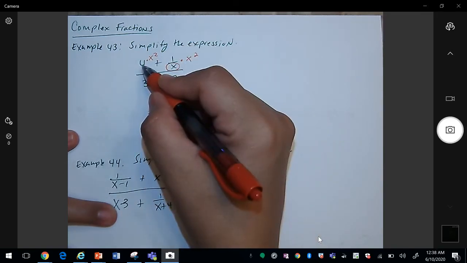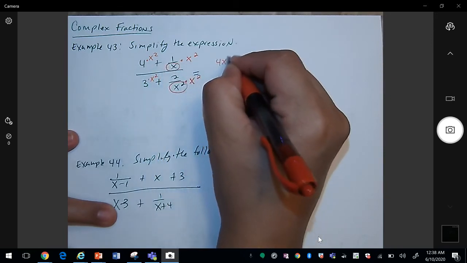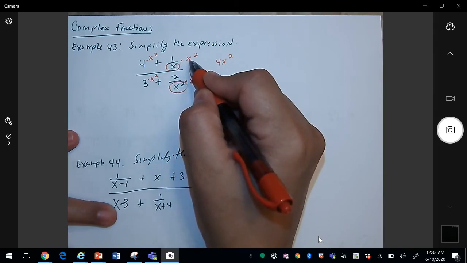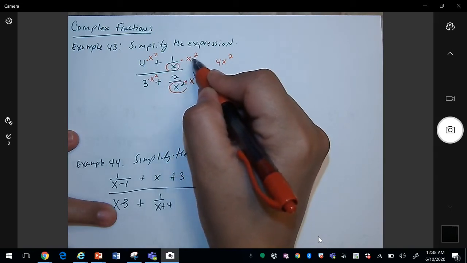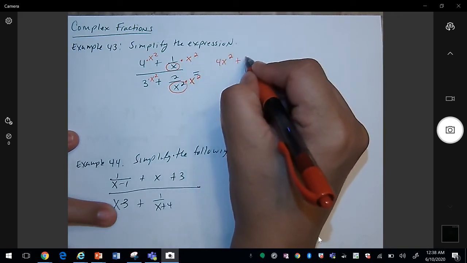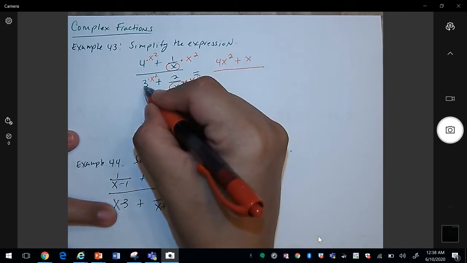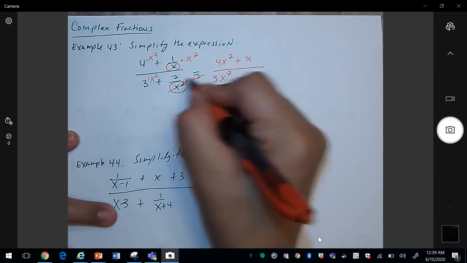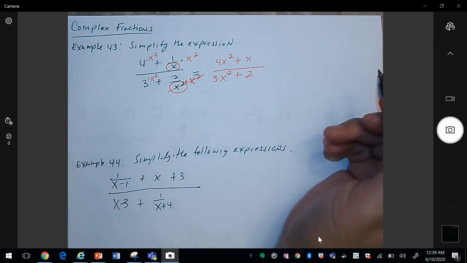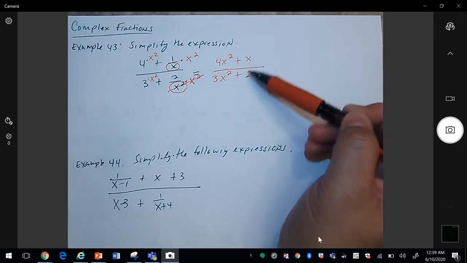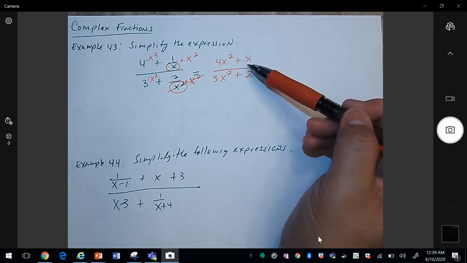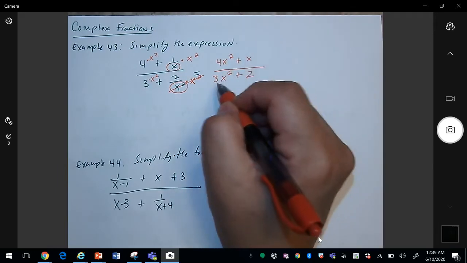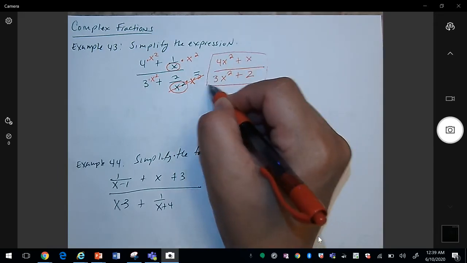And so here I would end up with 4 times x squared. And this term here, I would have x squared divided by x. So one of these x's will cancel with one of these. So that's going to leave me with an x. And then 3 times x squared is 3x squared. And then the x squared cancels, leaving me with a plus 2. You want to make sure that you can factor out common terms out of this numerator and denominator. And so we can't, so this is already simplified.